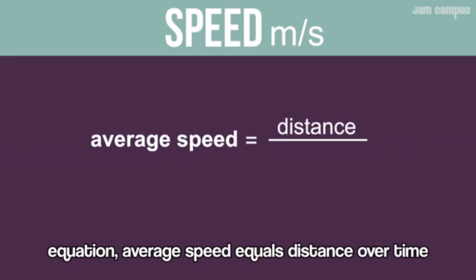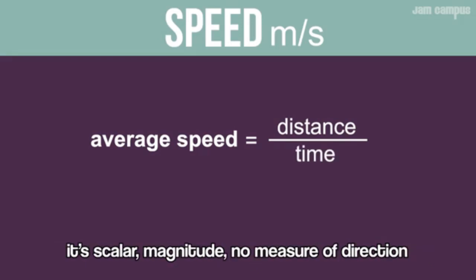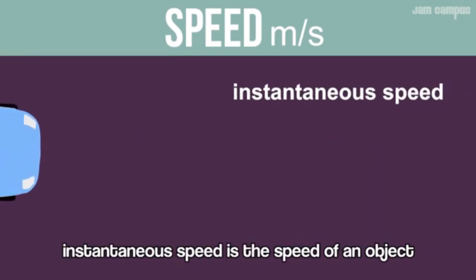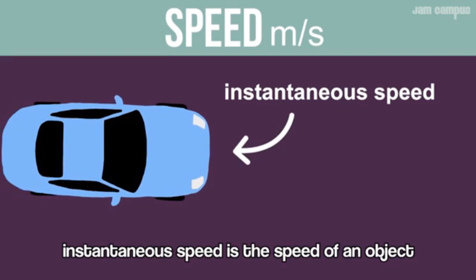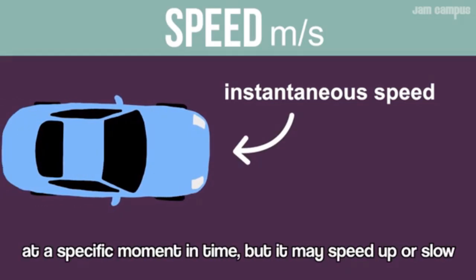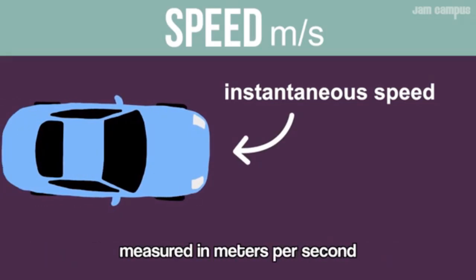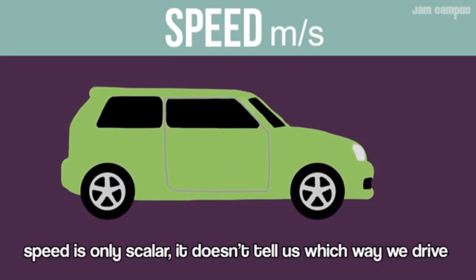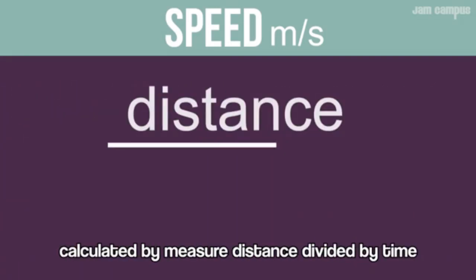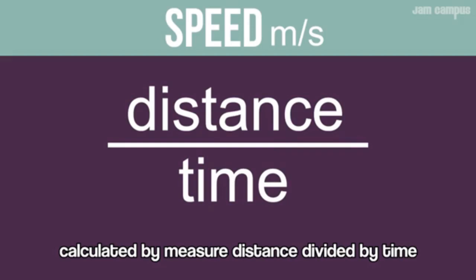Average speed equals distance over time, and it is scalar. It has magnitude, with no measure of direction. Instantaneous speed is the speed of an object at a specific moment in time, and it may speed up or slow down, measured in meters per second. Speed is only scalar, it doesn't tell us which way we drive. It is calculated by measured distance divided by time.